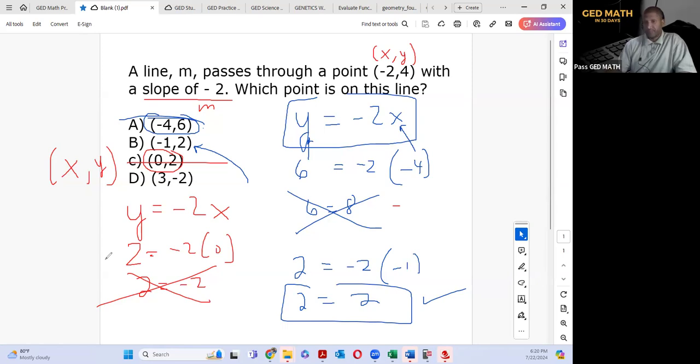Correct. Okay, got it. I was so confused with the negative. I thought we were looking for -2. We're not looking for -2. -2 is the coefficient. So the equation was y equals -2x. So that means y equals -2 times x.